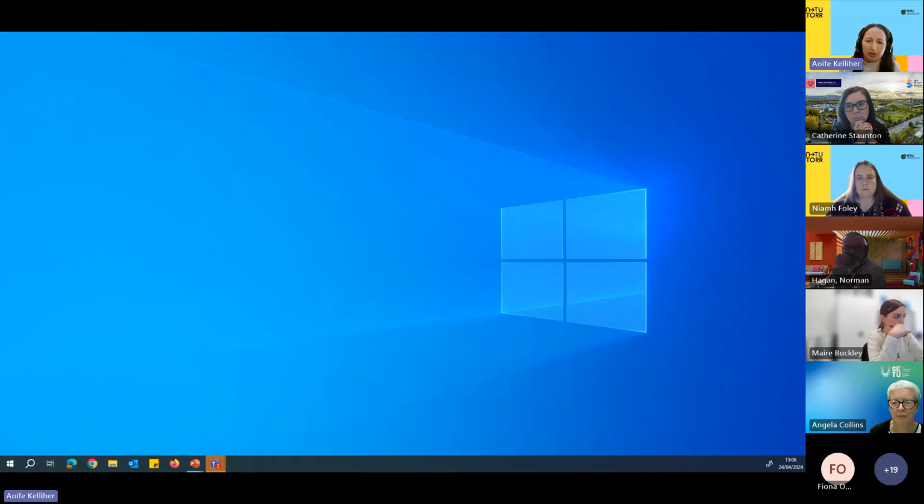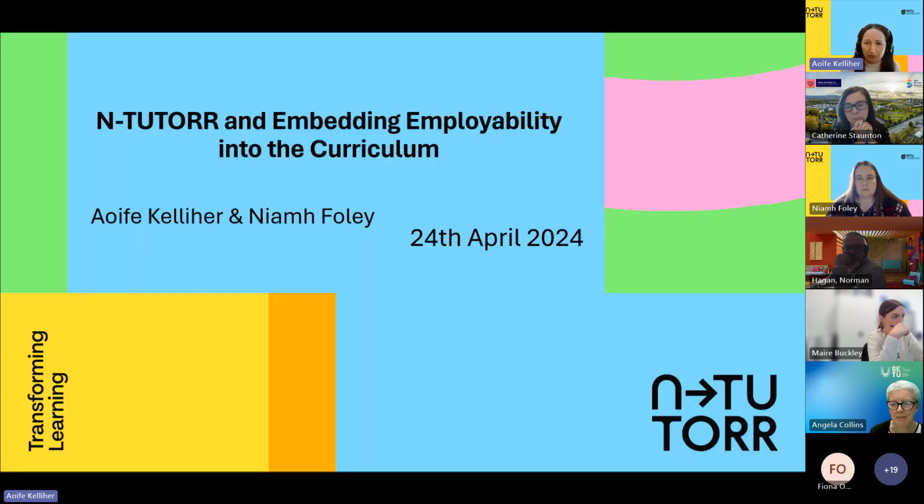I'll give an outline. I'll give a brief introduction to NTutor, as I'm very aware that we have people in the room who may not be aware of the initiative, because it is specific to the technical universities and some partners as well. Then Niamh will get into the work and her insights into employability and the curriculum and how that might look. I'll then share some experiences I've seen as Student Empowerment Coordinator of employability in action through the year, and then Niamh will bring us towards the questions and answers towards the end.